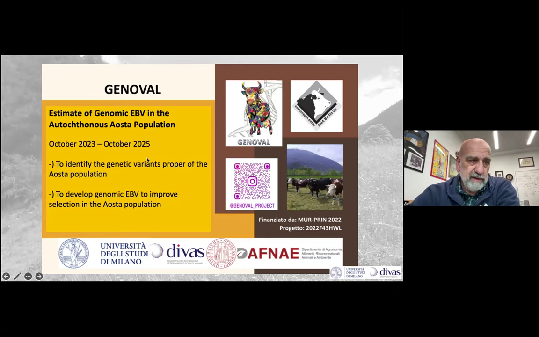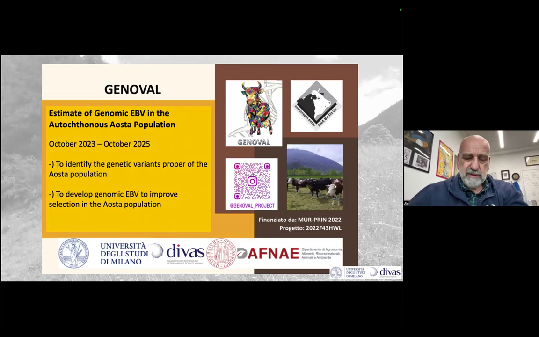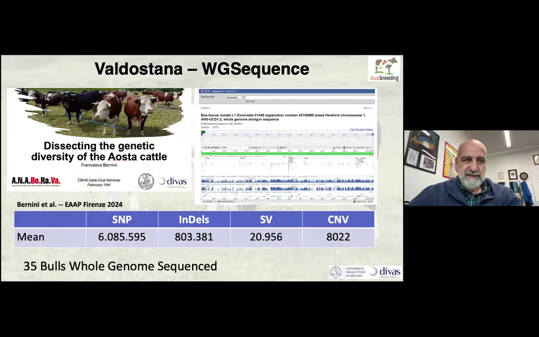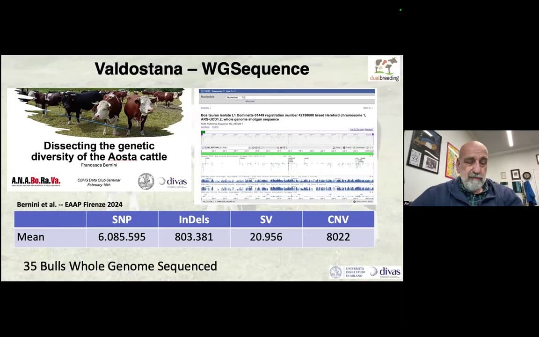So here, besides having the goal to step forward in genomic ABV estimation, we now have 10,000 individuals genotyped. So it's a reasonable number to start this business. We also want to understand the peculiar genomic variation of this breed with respect to other breeds, in terms of SNPs, copy number variants, and all the structural variability that we can identify, and see if we can identify peculiar variation related to the natural environment they are found in.